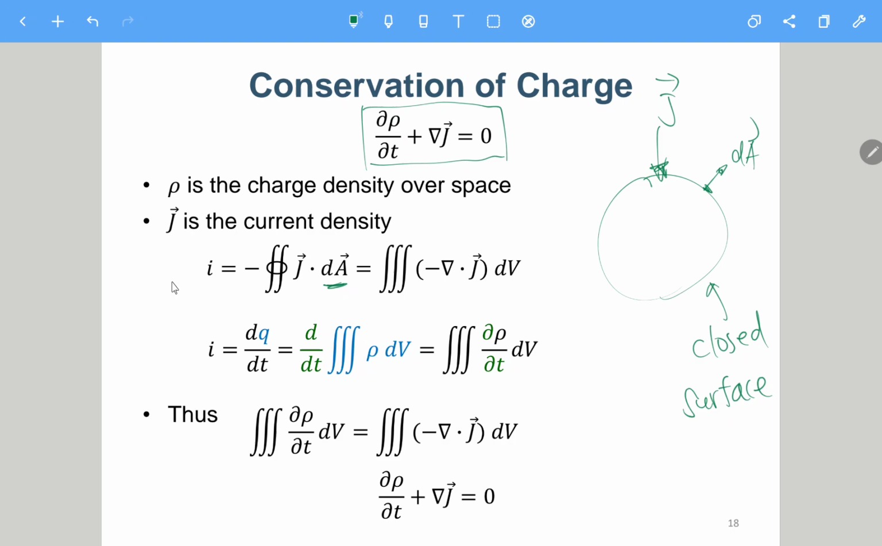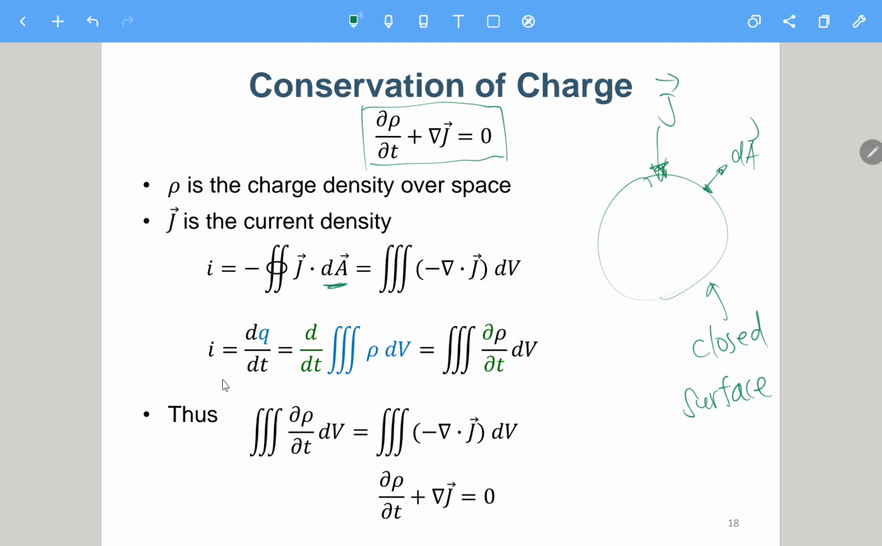So actually using the divergence theorem, this is a surface integral, so it can be turned into a triple integral, but we have the divergence of J. Of course we have a negative sign, so we just put it in. So I is actually taking this form.